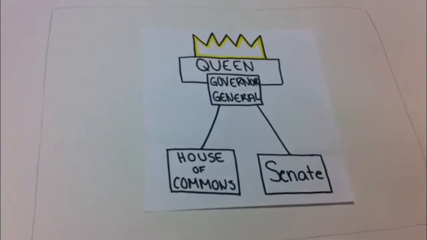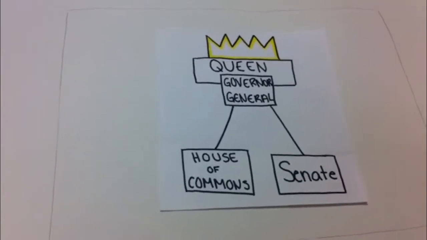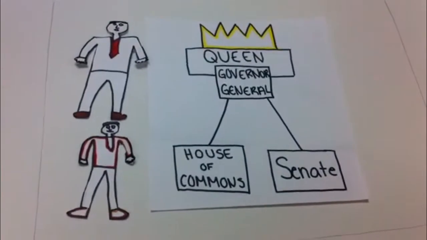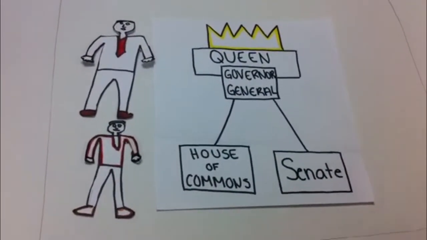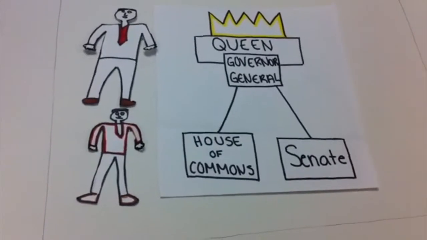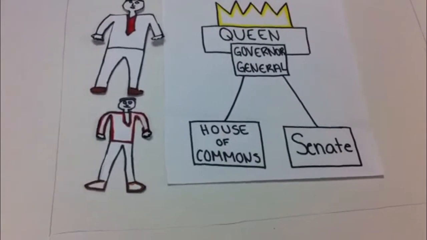Now a closer look at the Senate. There are 105 people that are part of the Senate. Those people are called senators. The senators are appointed by the Governor-General on the advice of the Prime Minister, and they can stay part of the Senate until they are 75. Even though we don't elect senators, they ensure that they represent the rights and interests of every province, territory, religion, political perspective, age, gender, and minority group.